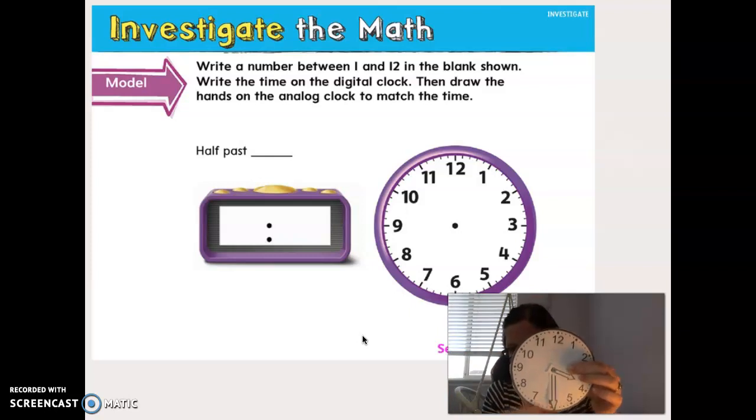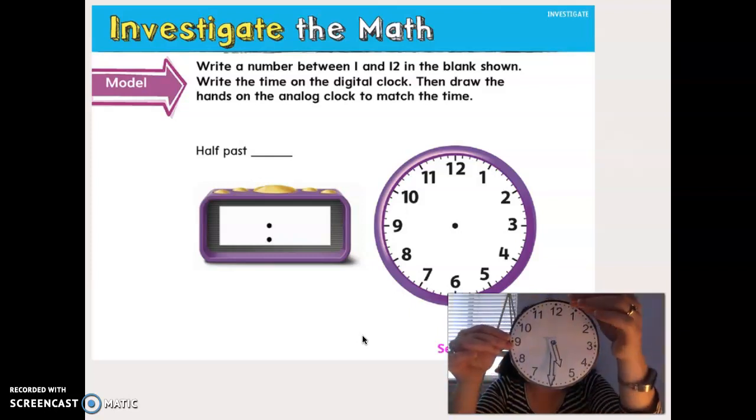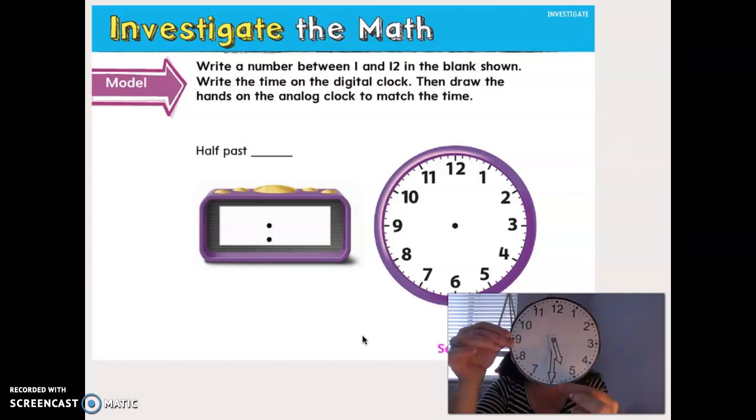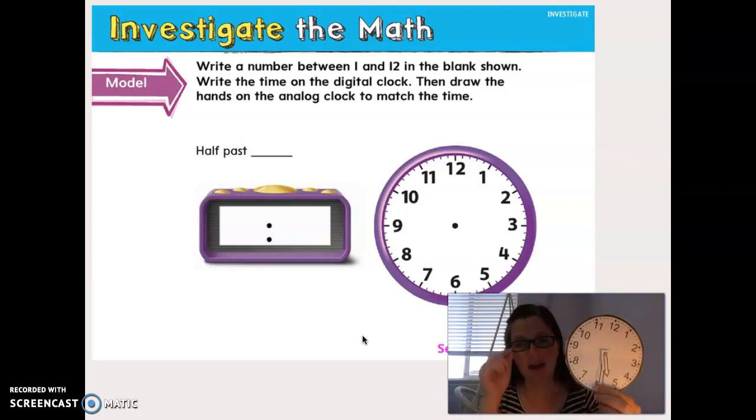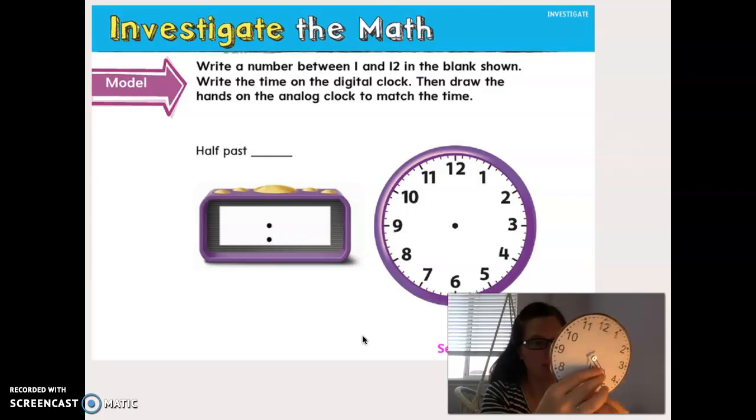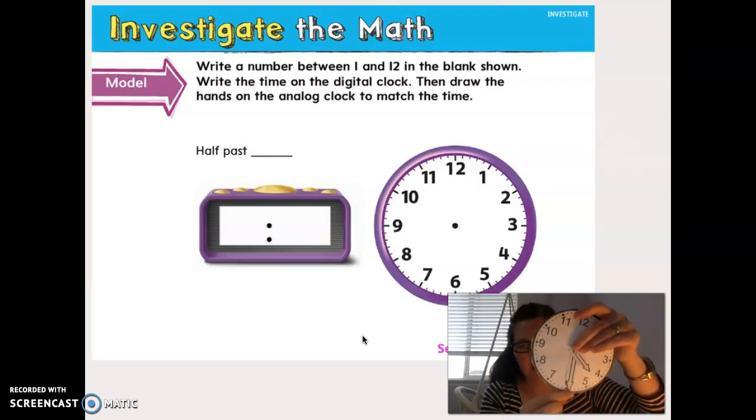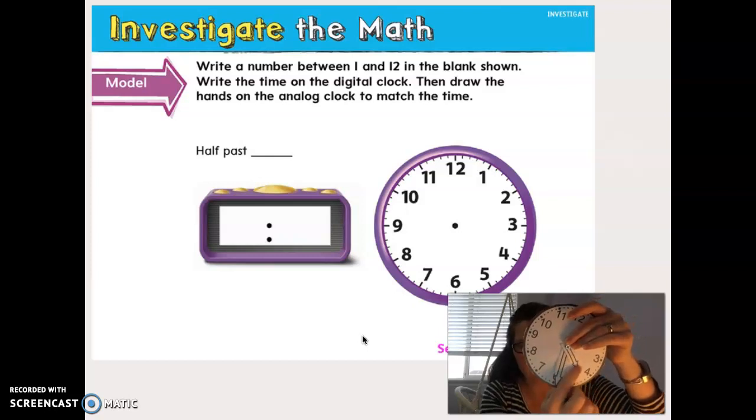Okay, it has moved halfway down to the 6. So it has completed half of a circle down to the 6, and that is 30 minutes. Okay, so the time, we can read it as, oh, except my hour hand moved. We read it as 4:30 because the hour hand is still in between 4 and 5.